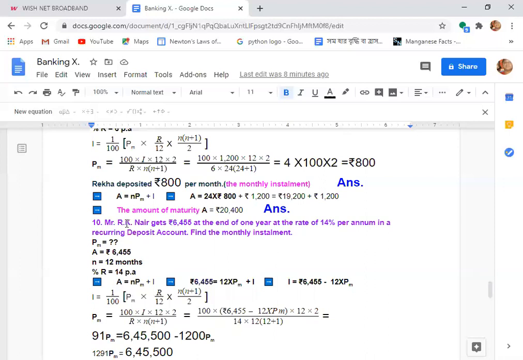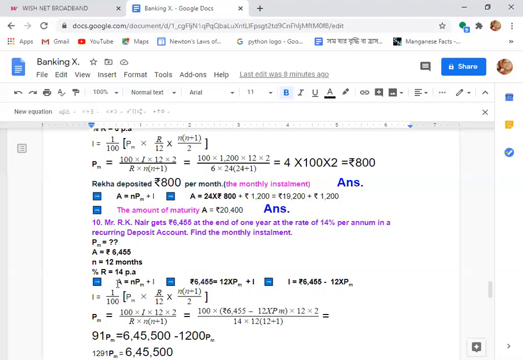So 10 is Mr. R.K. Nair gets rupees 6,455 at the end of 1 year. That is the maturity value, A, is given. At the rate of 14%, rate of interest is also given. Number of transactions is 1 year. 1 year means it is 12. Find the monthly installment. You have to find the PM. But here there are two unknown things. One is I and the other one is also PM.